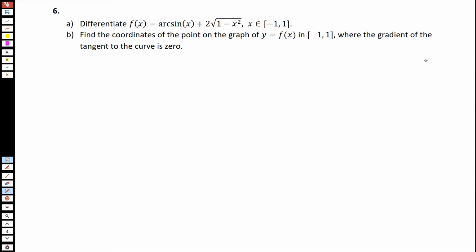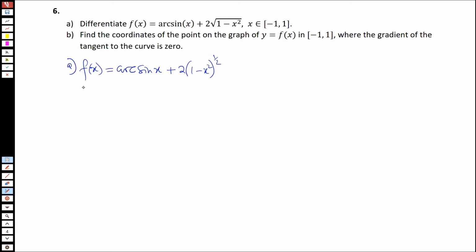In number 6, we are required to differentiate this function, and we shall do that by differentiating it term by term. But before we do that, let's rewrite it. So basically, for part A, we have f of x equal to arc sine x plus 2 multiplied by 1 minus x squared to power half.